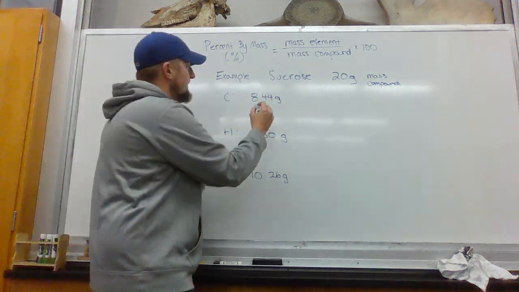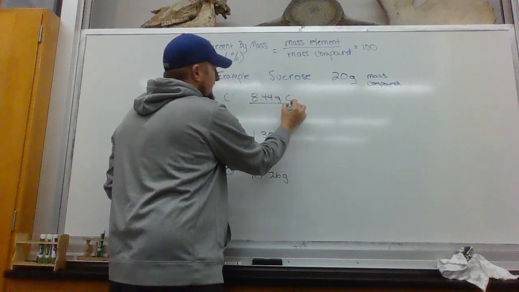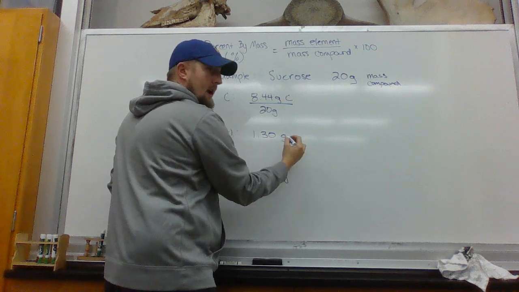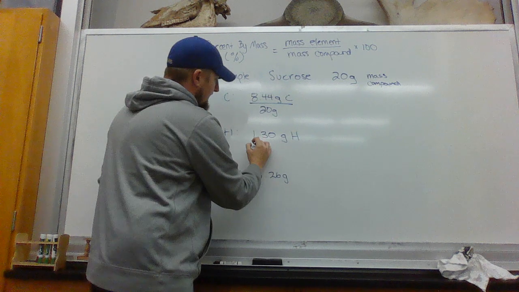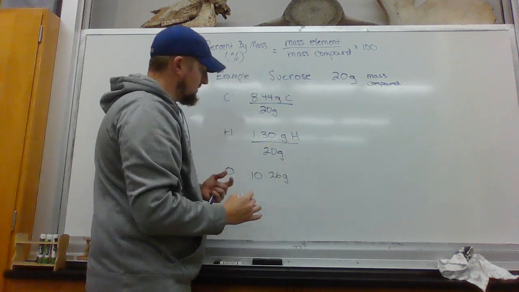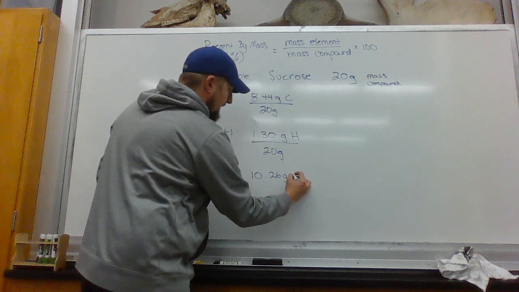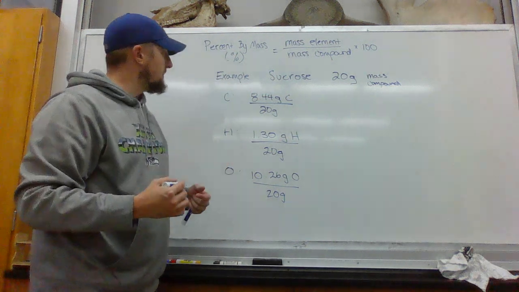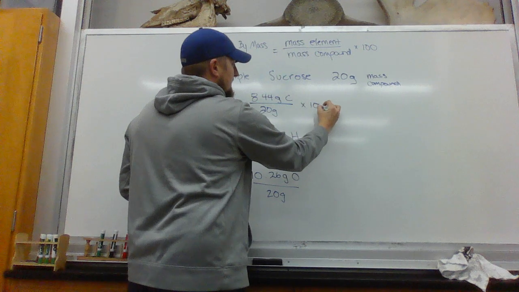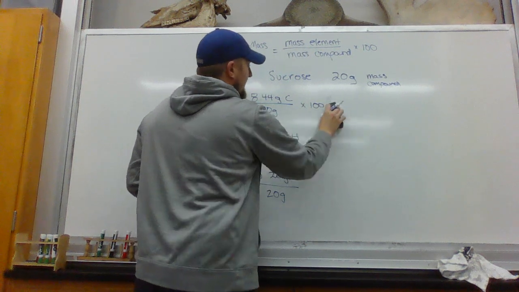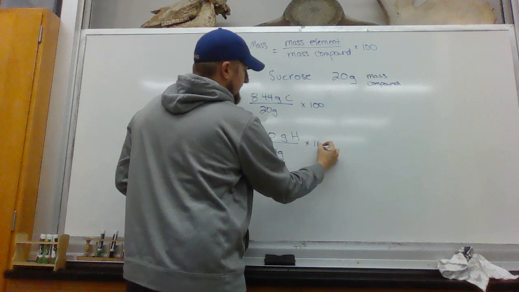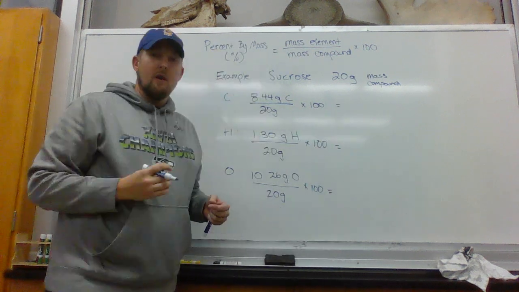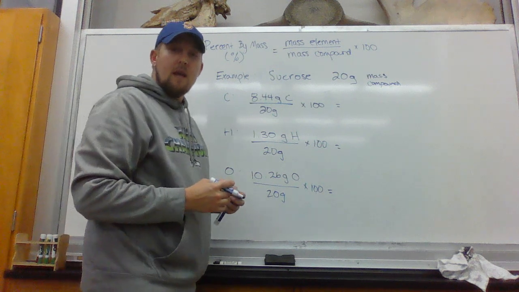Now, each of these is our mass of element. So to set it up, we just need to divide these. That would be 8.44 grams of carbon divided by our 20 grams of sucrose. This would be 1.3 grams of hydrogen divided by 20 grams of our sucrose. This would be 10.26 grams of oxygen, again, divided by 20 grams of our sucrose. To be able to get this into a percentage, we must multiply by 100, not percent, by 100. So each of these has to be multiplied by 100.